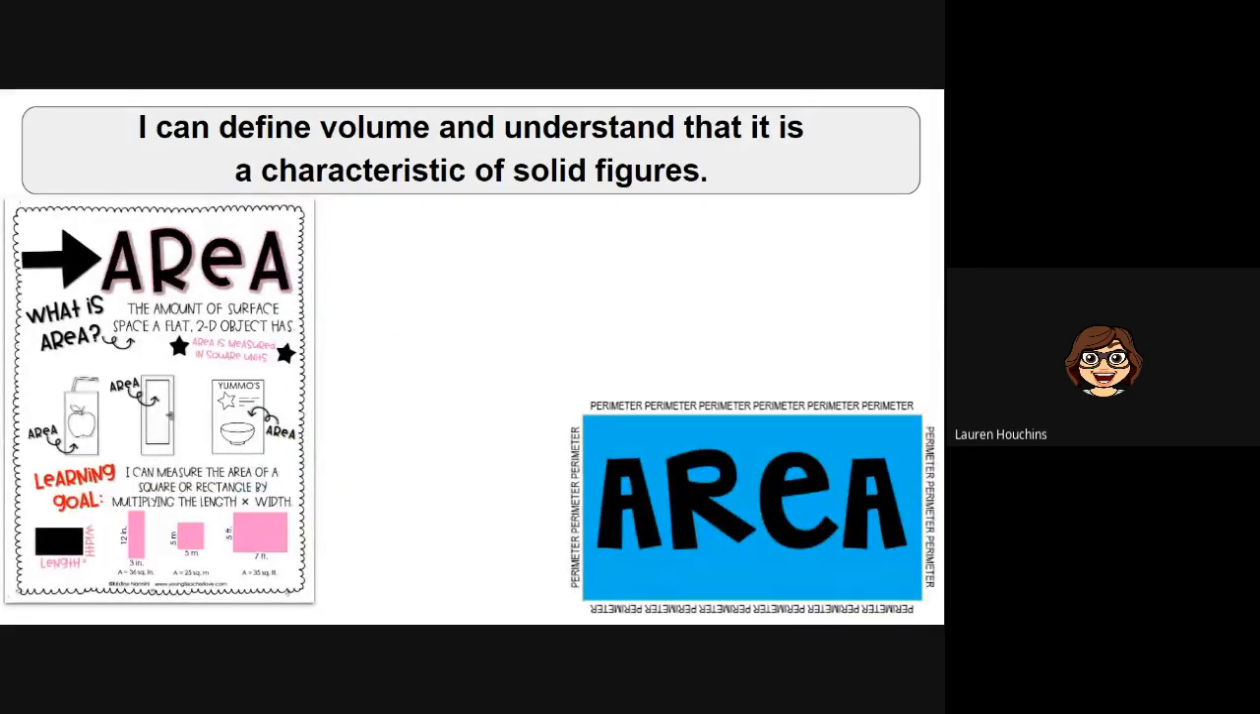So just as a review, area is dealing with a flat two-dimensional object. Like a sheet of paper, that is a flat two-dimensional object. Fencing in a yard, it's flat. So area is the amount of surface inside that area. You can tell in our picture down in the bottom right-hand corner, area is going to take up that entire blue part. Perimeter is on the outside, but area is on the inside.